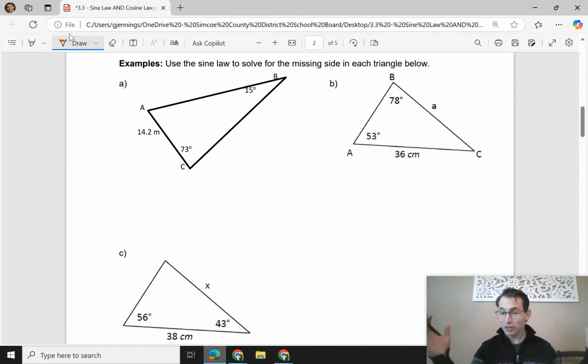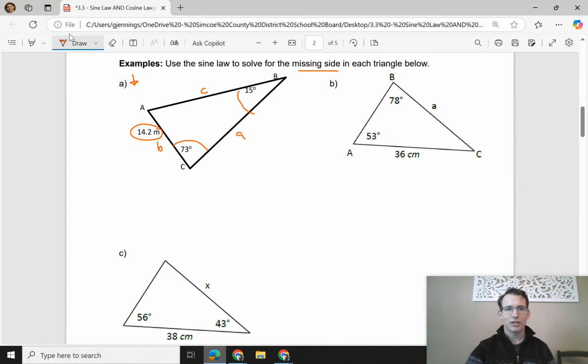So let's use the sine law to solve for the missing side in this triangle here. Okay, so I know this angle C. I know this angle B. Oh, and I know this over here. This would be little b, which is 14.2. This is little c. And this is little a, okay?